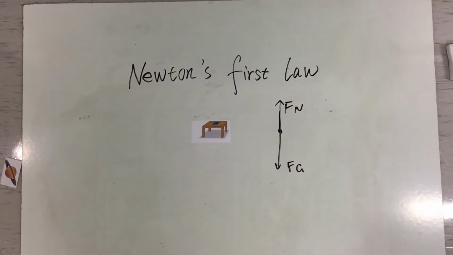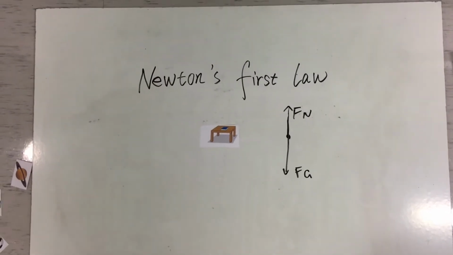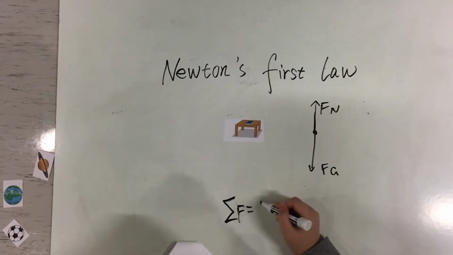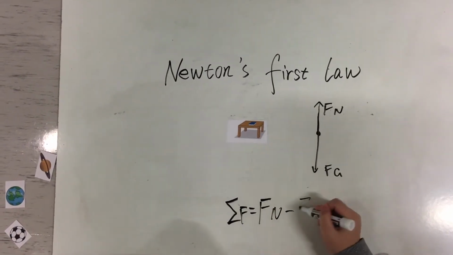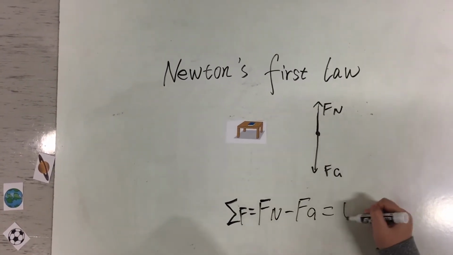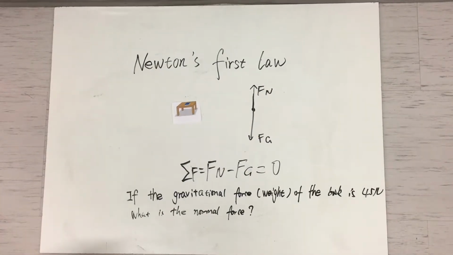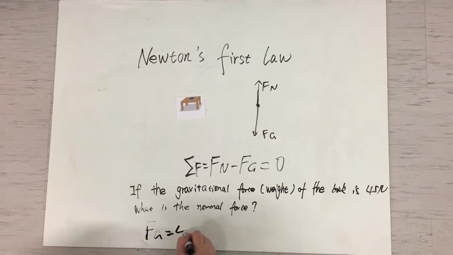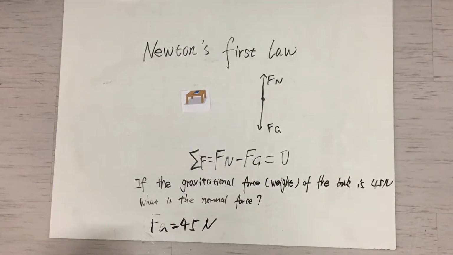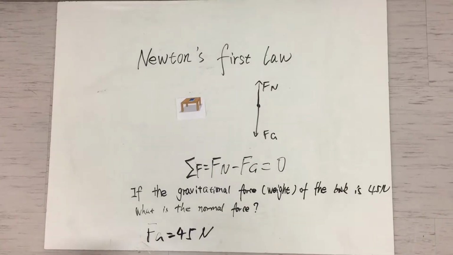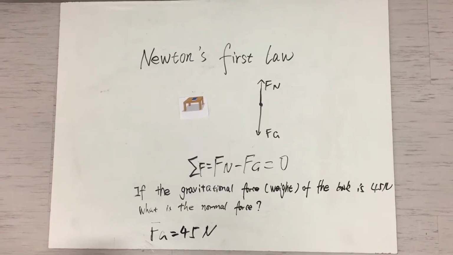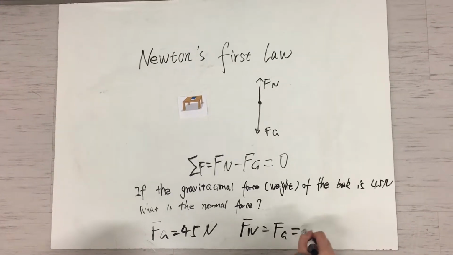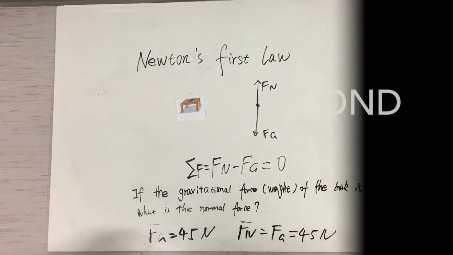Because the book is resting on a table, the net force equals Fn minus Fg equals 0. If the gravitational force of the book is 14.5 newtons, what is the normal force? Because net force equals Fn minus Fg equals 0, Fn equals Fg equals 14.5 newtons.